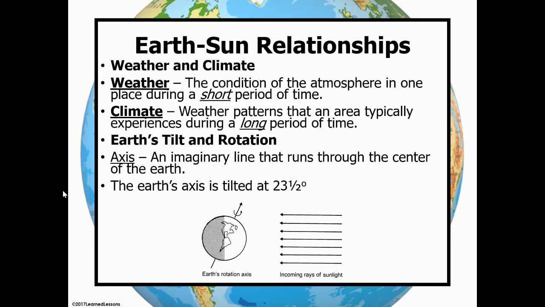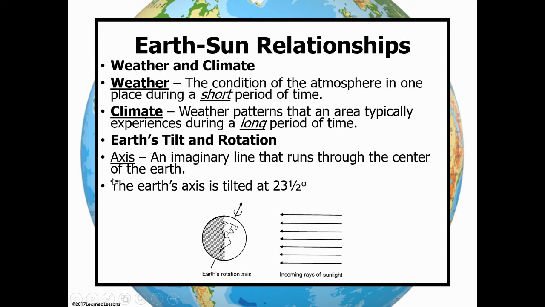And weather is going to be the condition of the atmosphere in one place during a short period of time. Okay, so the weather this week in San Antonio is it's supposed to rain. However, the climate is going to be the weather patterns that an area typically experiences during a long period of time. So the weather this week is it's going to rain, but the climate is that San Antonio is a dry, hot place. Okay, so weather short term, climate long term.